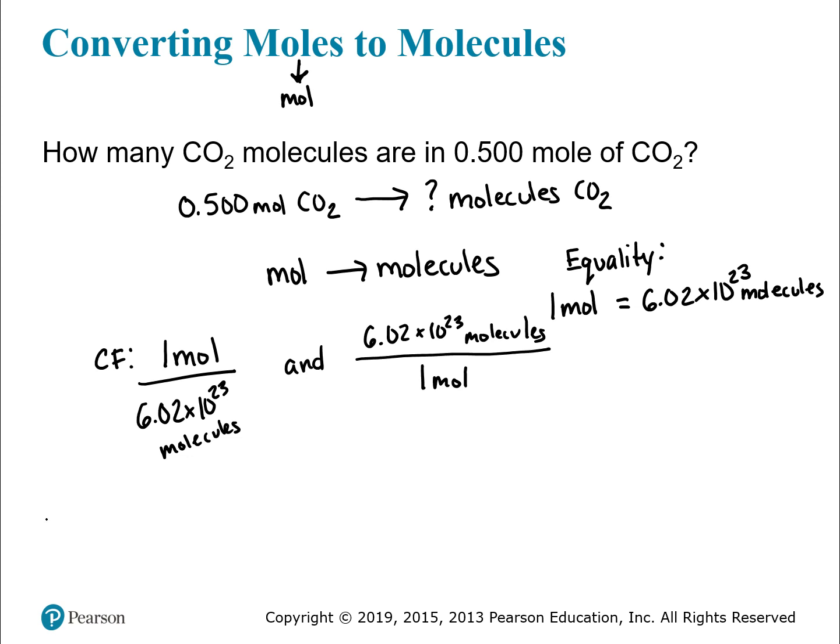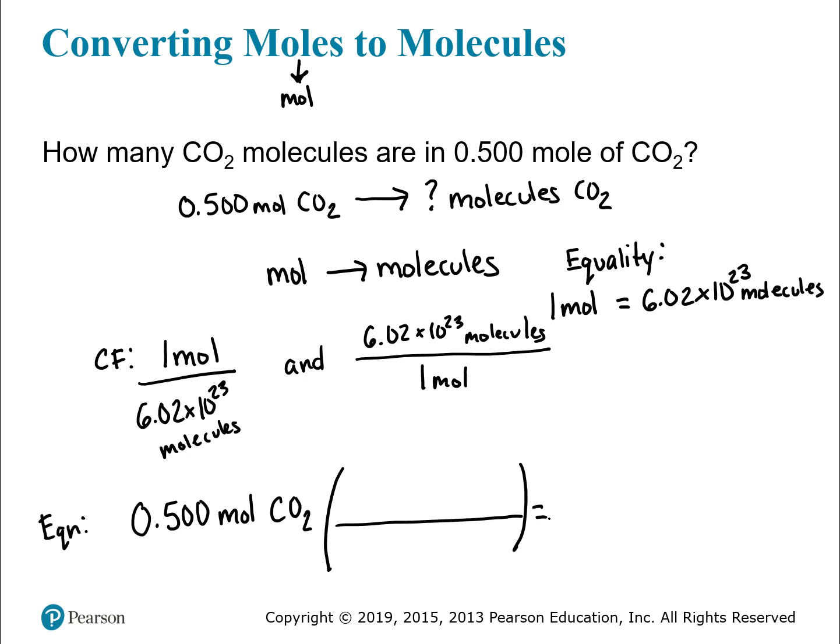Then we set up the equation. Starting with our 0.500 mole of carbon dioxide, we have to choose which conversion factor will get us from moles to molecules. Moles are already in the numerator, and we're trying to cancel them out, which means that we need to have a conversion factor with moles in the denominator.